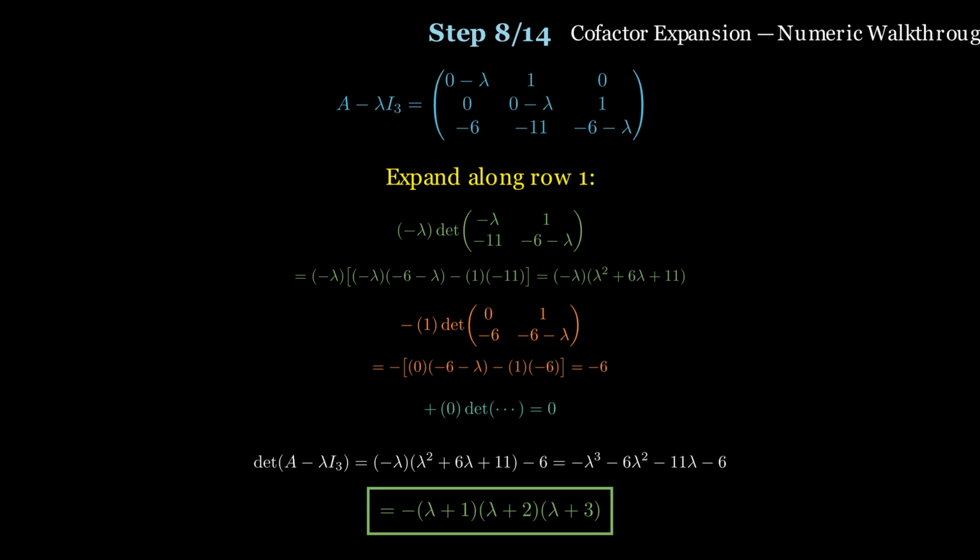This factors as minus lambda plus 1 times lambda plus 2 times lambda plus 3. The three eigenvalues are -1, -2, and -3. Exactly as expected.